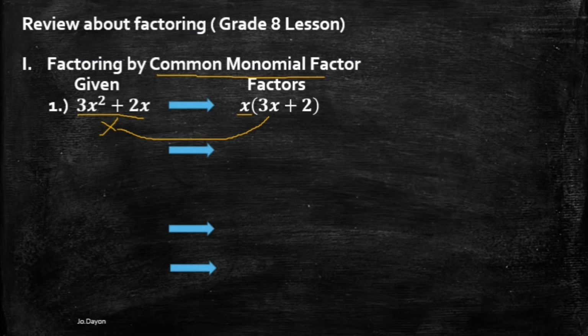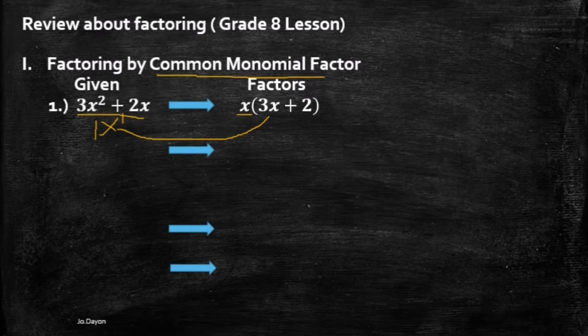Why do we have 3x? Remember that x has 1 as a numerical coefficient and 1 as an exponent. So what we are going to do is divide the numerical coefficient, 3 divided by 1, the answer is 3. And we're going to subtract the exponent of the variable. So 2 minus 1, we have 1. And as I have said before, if the exponent of a variable is only 1, no need to write the exponent 1.